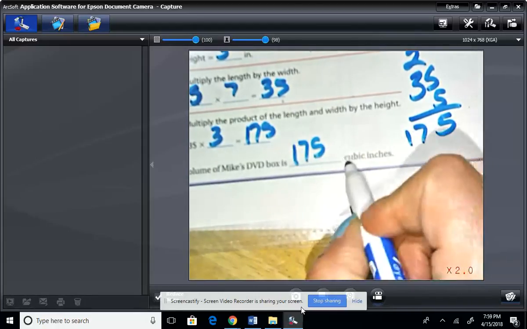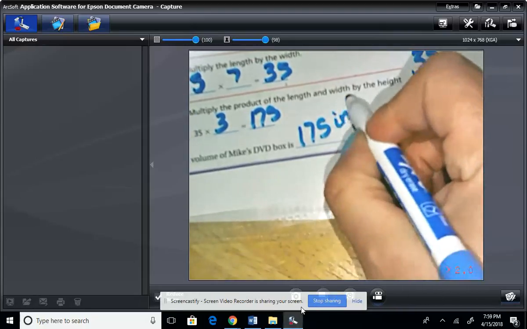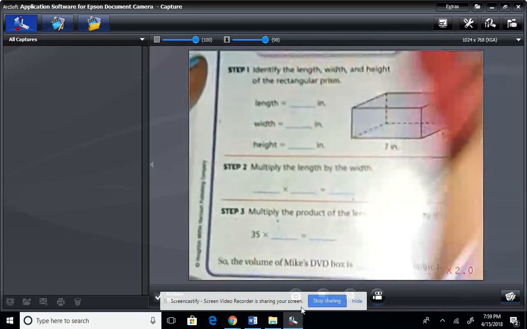So that's how you write it out. If we were writing it with symbols, we would write inches cubed. Okay, so we're taking what we learned yesterday and we're just applying it without having those boxes in there.